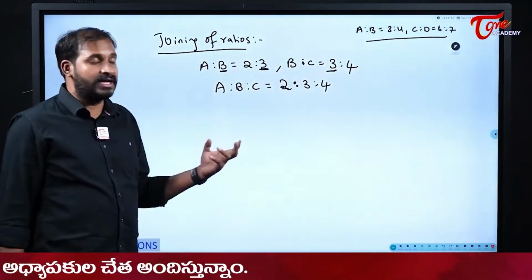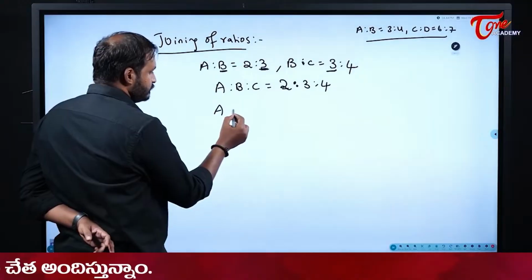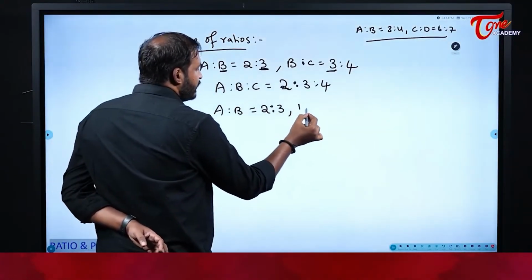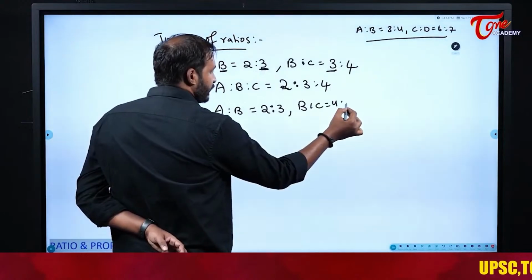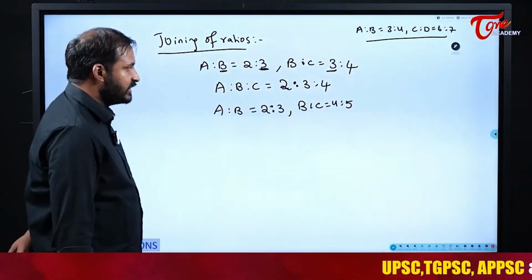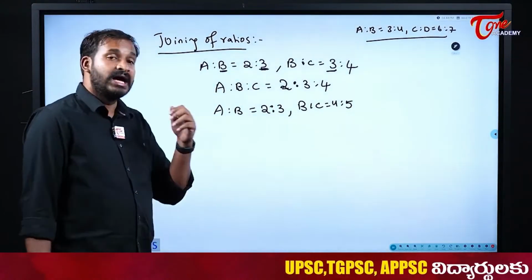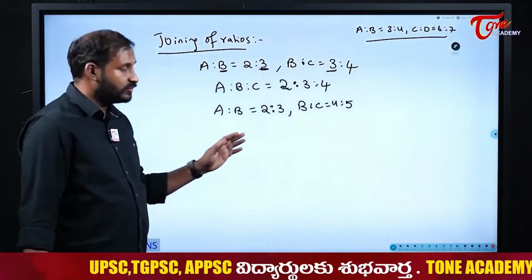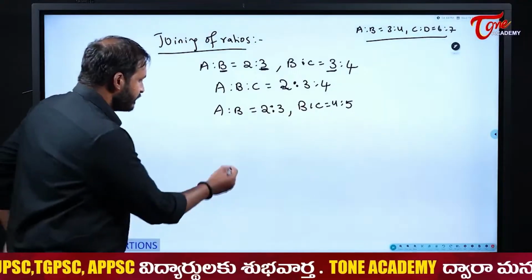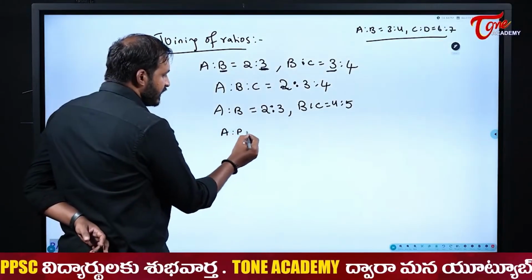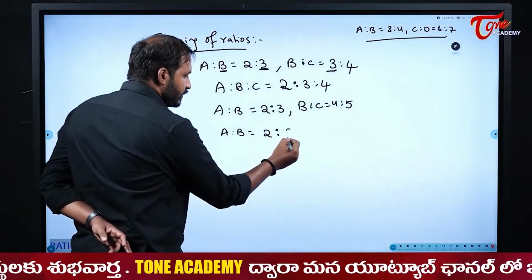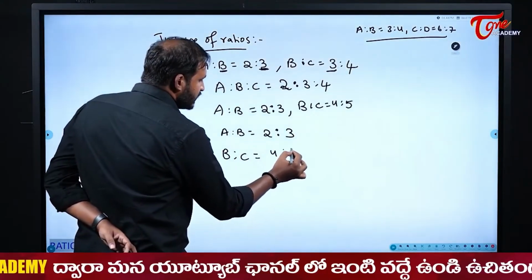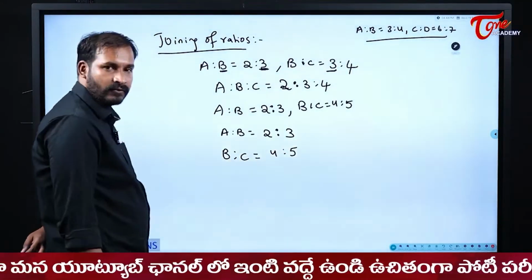But if I have different values, something like this, A is to B is equal to 2 is to 3 and B is to C is equal to 4 is to 5. In this case, I cannot join the ratios directly. First of all, I should make sure that the B values are equal. That means see here, A is to B is equal to 2 is to 3, good, superb. And B is to C, what they have given for me, 4 is to 5. What is the B value here? 3, and what is the B value here? 4.